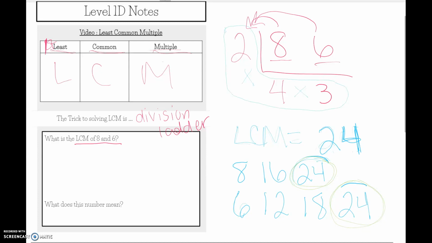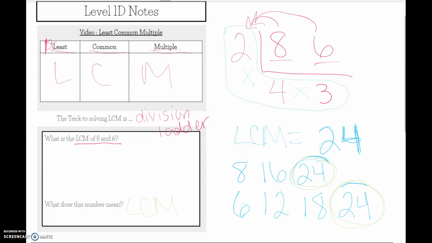But you can also use that division ladder as a quicker way, especially when these numbers get bigger. 8 and 6 are pretty small right now, but if we get bigger, it's going to be a lot easier to use this division ladder. But if it's too confusing, you can always list the multiples. That's a good strategy too. And so what does this number mean? It means it's their least common multiple, or you could say the first multiple they have in common.